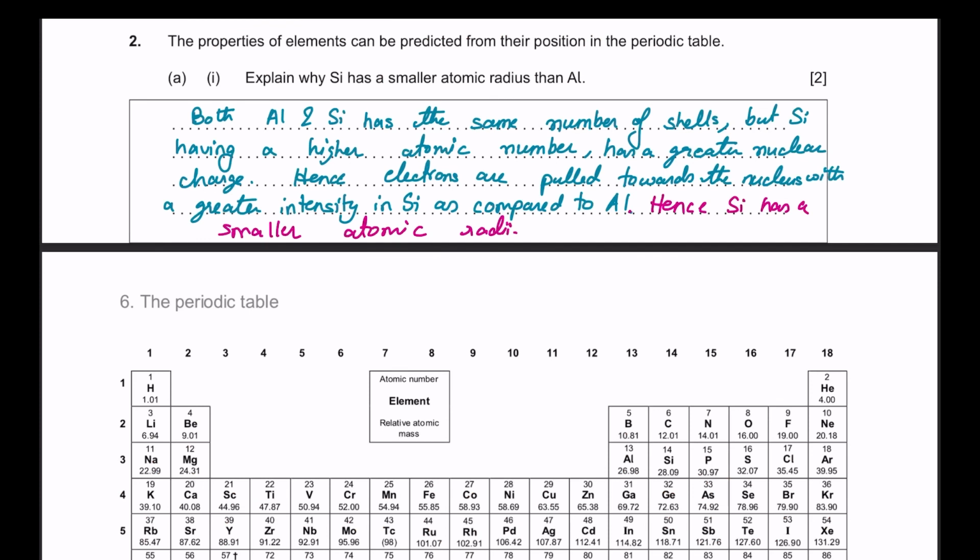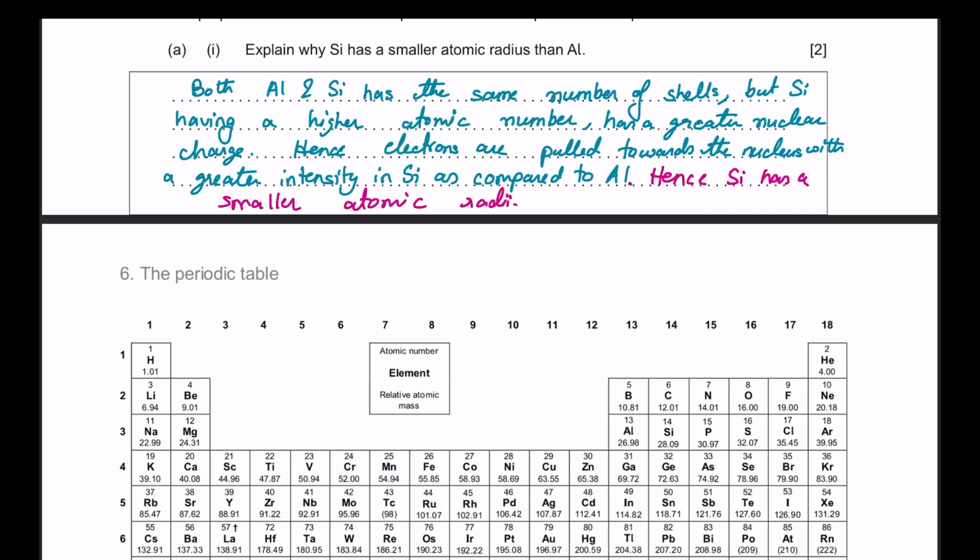In question 2, it is given that the properties of elements can be predicted from their position in the periodic table. The first part A, part 1: explain why Si has a smaller atomic radius than aluminium. To solve this question, we need to look at the periodic table. We know that Si is situated just to the right of aluminium. So what happens exactly here?